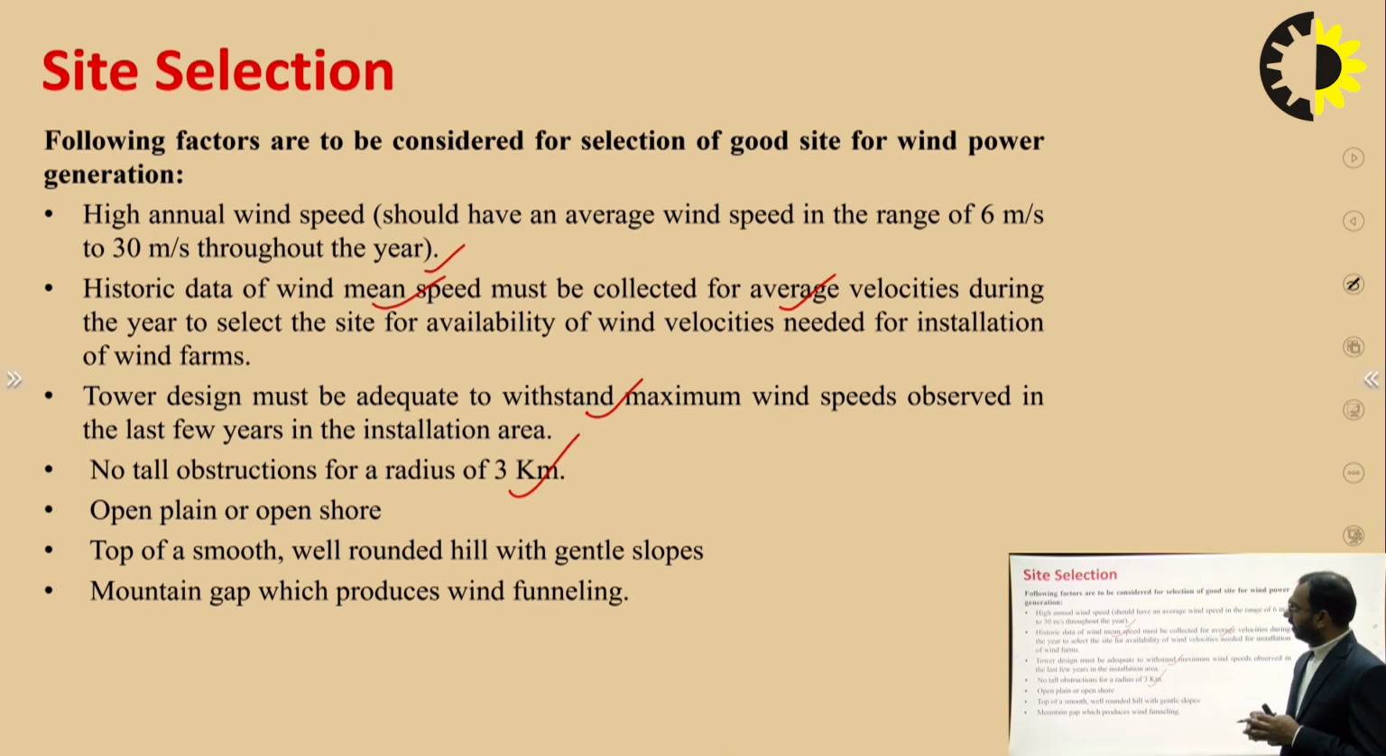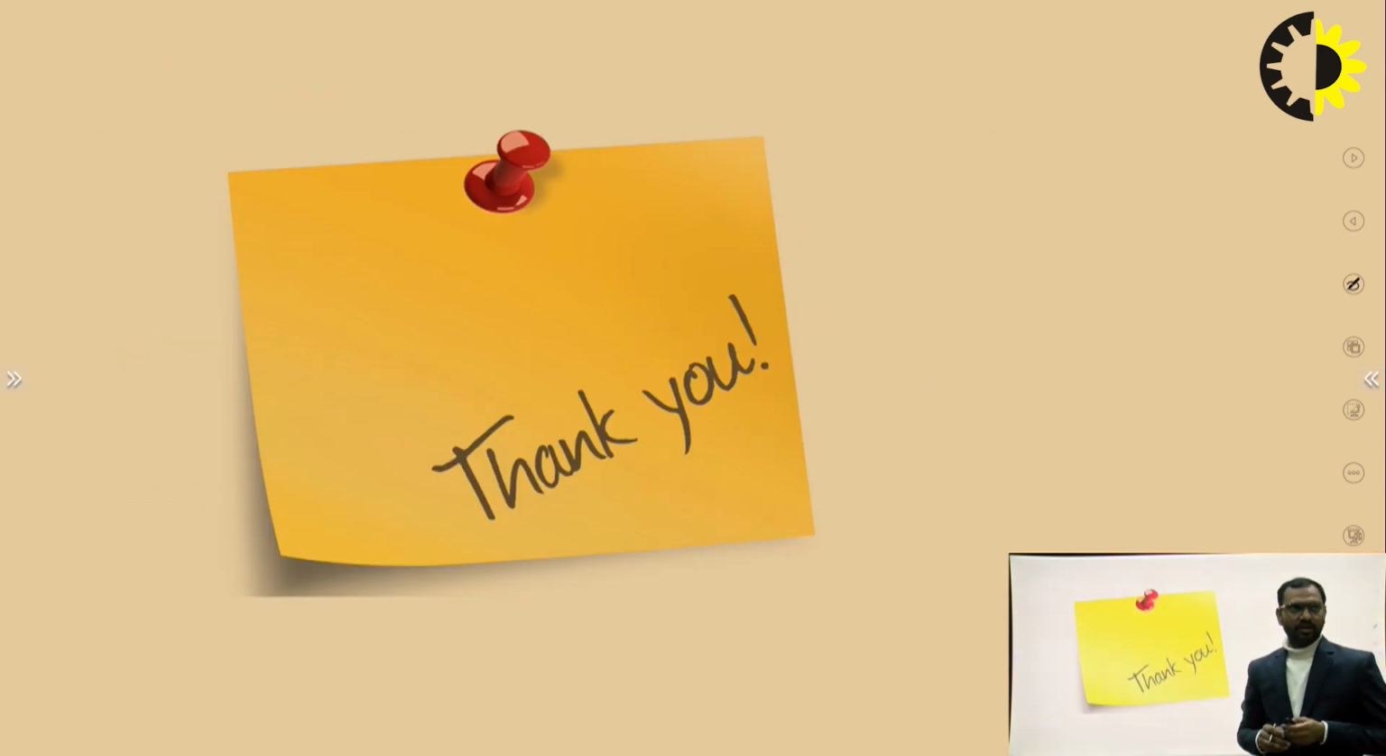Then another criterion is an open plain or open shore, and the top of a smooth, well-rounded hill with gentle slope, and a mountain gap which produces wind funneling. So these are some selection criteria regarding wind energy. So this is all about the wind energy power plant.